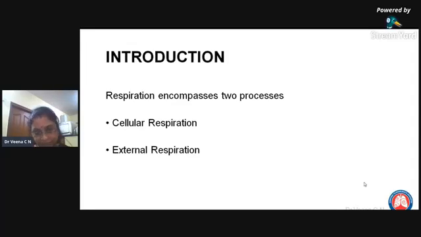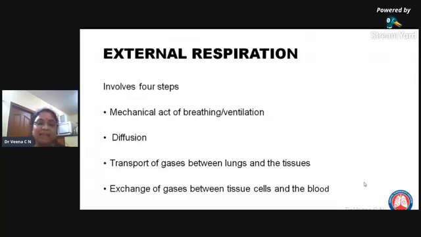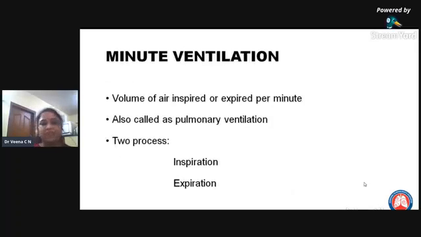It encompasses four steps, namely the mechanical act of breathing or ventilation, which we will be discussing today, in which air is alternately moved in and out of the lungs, exchanging air between the atmosphere and the air sacs. Diffusion, wherein oxygen and carbon dioxide are exchanged between the air in the alveolar sac and blood within the pulmonary capillaries. The third step would be the transport of gases between the lungs and the tissues via blood. And the next would be the exchange of gases between the tissue cells and the blood, which will be discussed in the subsequent sessions.